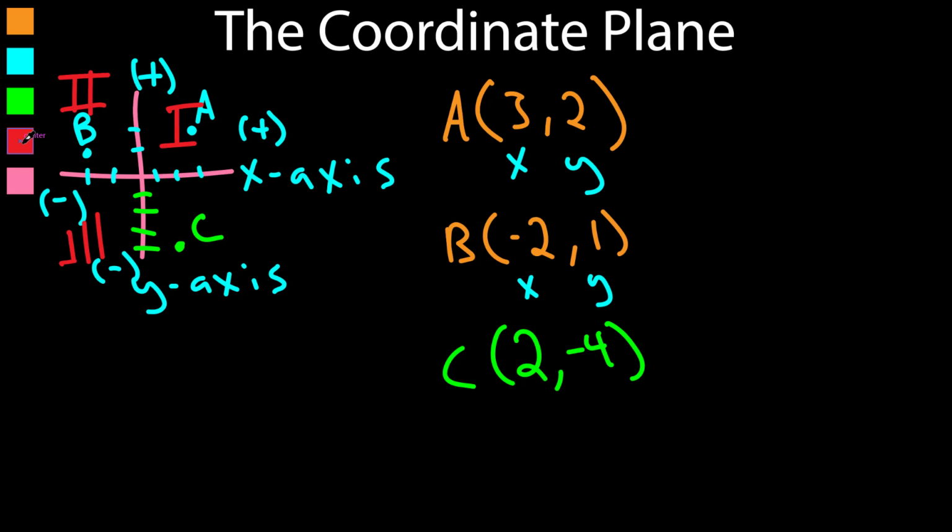2, 3, and 4. Point A is in quadrant 1. Point B is in quadrant 2. Point C is in quadrant 4.